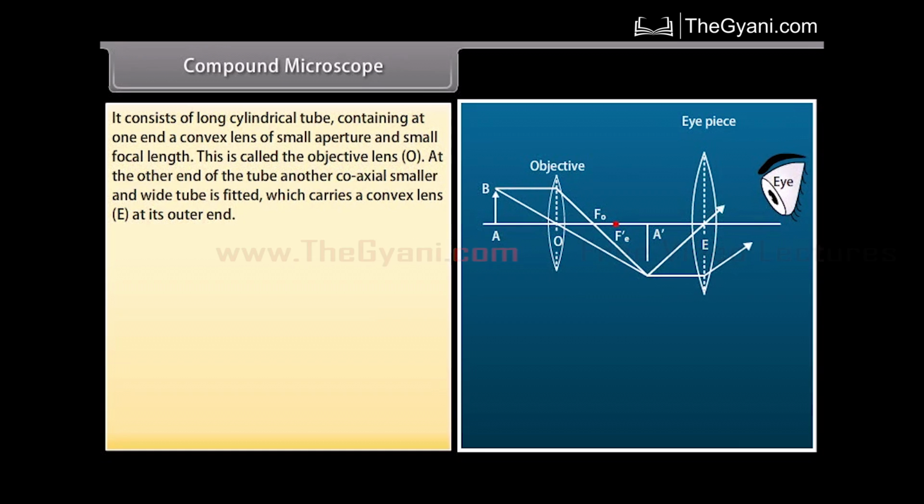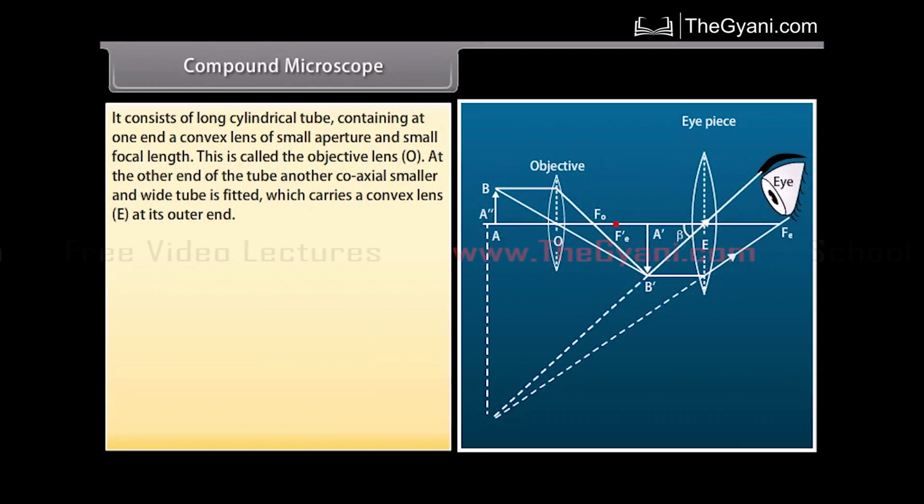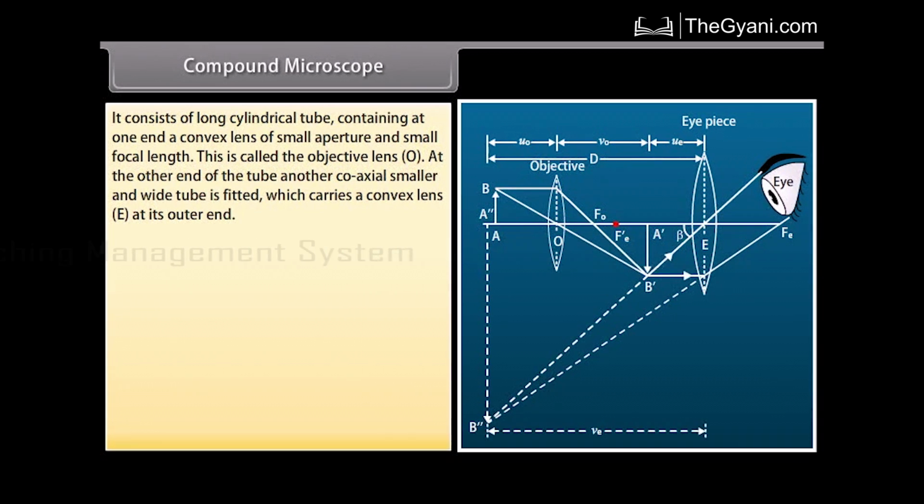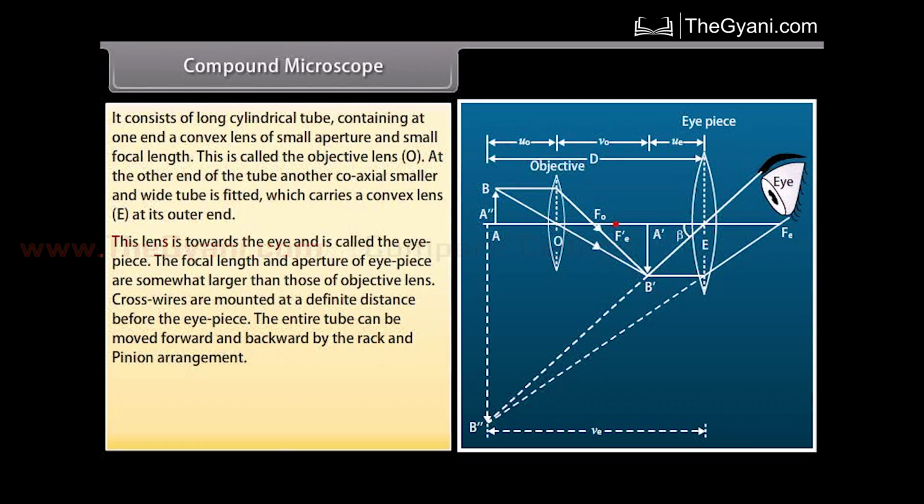Compound microscope. It consists of long cylindrical tube containing at one end a convex lens of small aperture and small focal length. This is called the objective lens O. At the other end of the tube, another coaxial smaller and wide tube is fitted, which carries a convex lens E at its outer end. This lens is towards the eye and is called the eyepiece. The focal length and aperture of eyepiece are somewhat larger than those of objective lens. Cross wires are mounted at a definite distance before the eyepiece. The entire tube can be moved forward and backward by the rack and pinion arrangement.